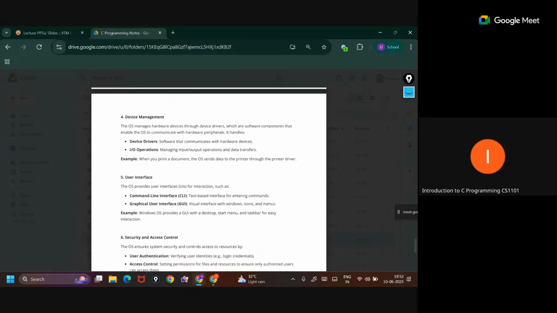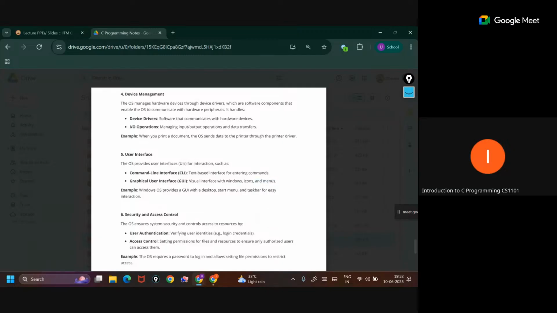And next is the user interface. We have the command line and the graphical user interface. Graphical means visual representations like windows, icons or menus. Command line is nothing but entering commands as text-based sentences.